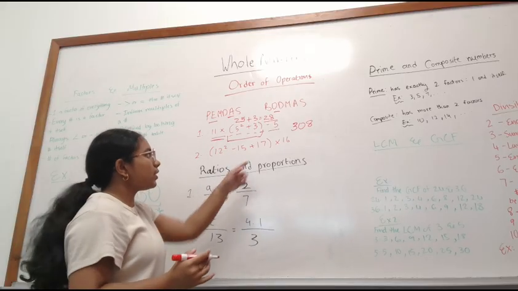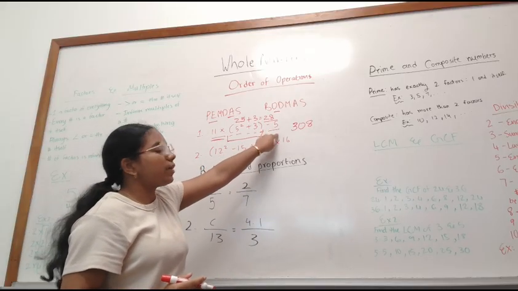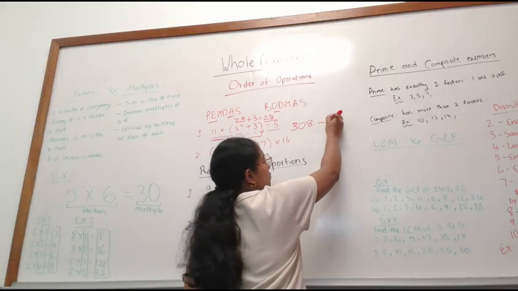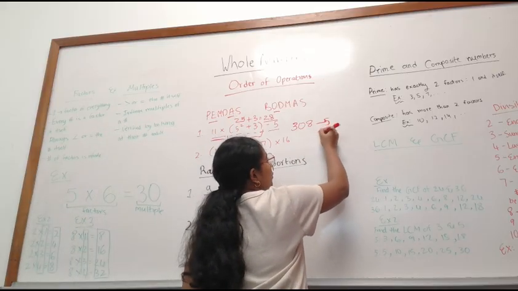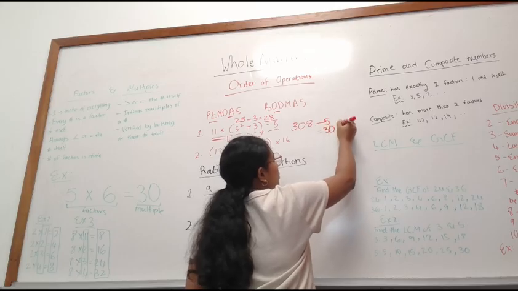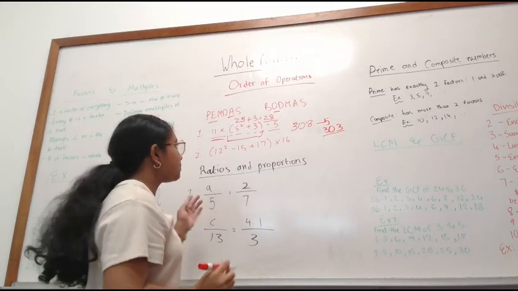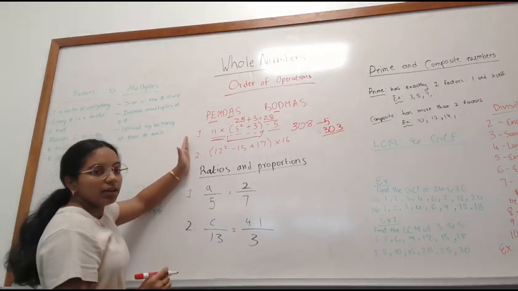And finally, what's the last thing you gotta do? Is minus 5, because that's the last in the order, right? So you just minus 5, subtract 5, and your answer would be 303. Right? And that's your answer. Now let's look at the second question.